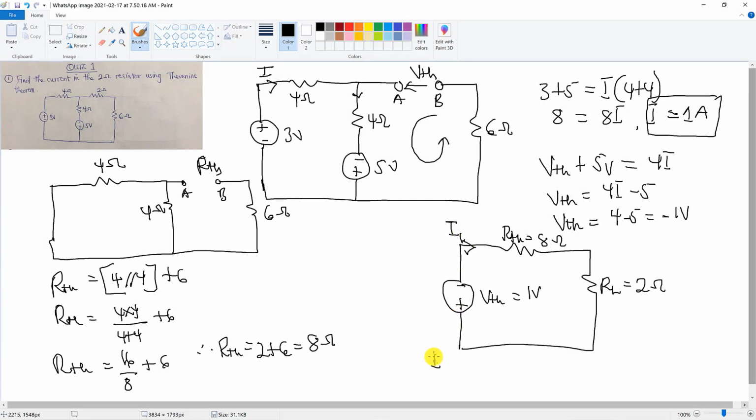So our I1 in that direction is equal to the Thevenin's voltage over the sum of the resistances in the circuit, that is the RTH and the load resistor. So we have our VTH, which is -1, over 8 plus 2, and that gives us -1 over 10. Therefore, our current I1 is equal to -0.1 amperes.